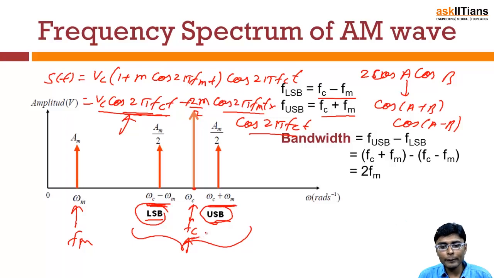So we can easily determine the bandwidth. The bandwidth is the range of frequencies in which our signal lies, so it is the difference between the upper sideband and the lower sideband. The upper sideband is fc plus fm and the lower sideband is fc minus fm. Therefore, the bandwidth will be twice fm. So the bandwidth of an AM signal is twice the frequency of the modulating signal.